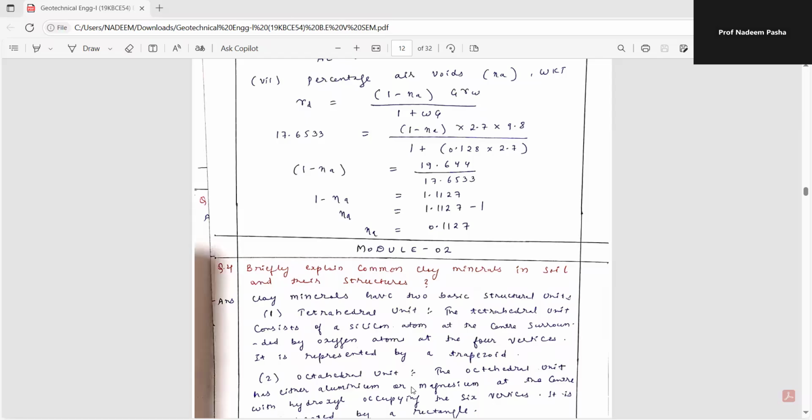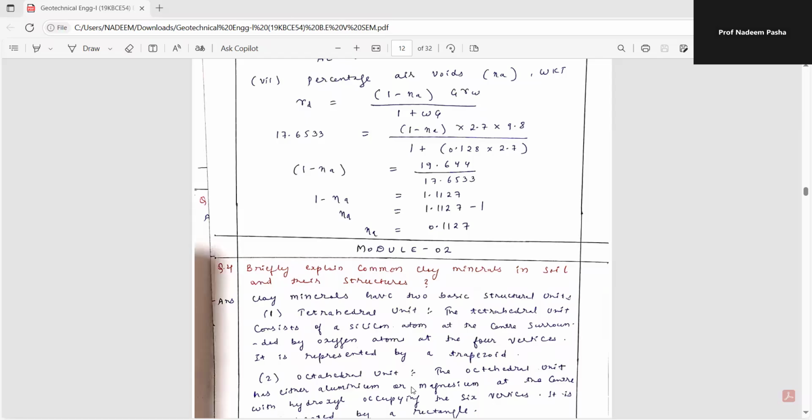So in the last class, we have seen the 2 marks questions. In today's class, we will see 8 marks questions. So I'm sharing the screen. I hope it is visible to you. In the last class, we have seen the problem.